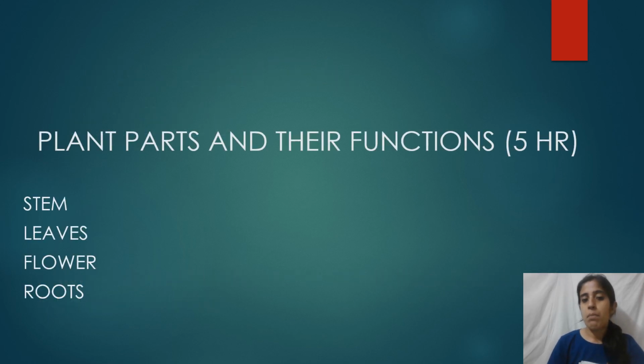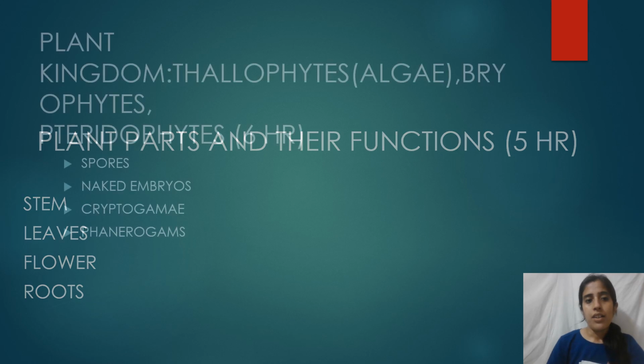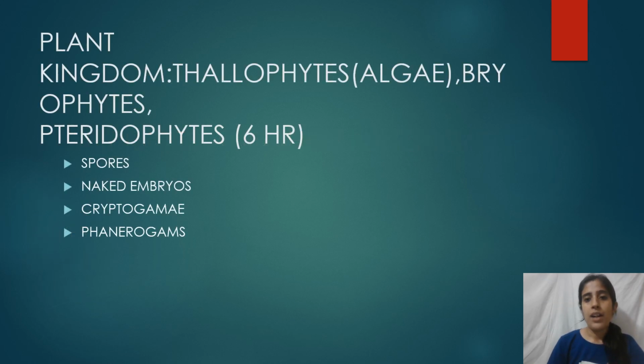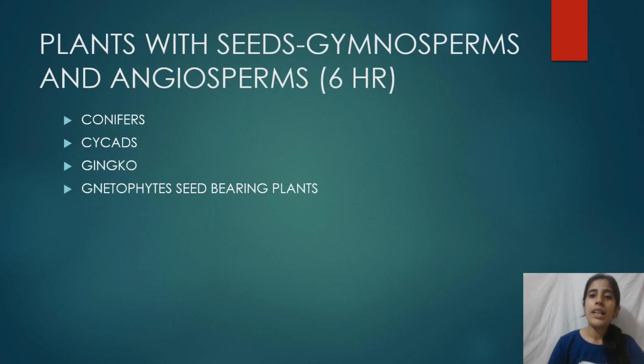The first topic is plant parts and their functions, which we have taken in 5 hours, like stem, leaves, flower, roots. Next is plant kingdom: thallophytes, algae, bryophytes, pteridophytes, which we have taken in 6 hours; spores, naked embryos, cryptogamy, phanerogamy. Next is the plants with seeds, gymnosperms and angiosperms, that is conifers, cycads, ginkgo, gnetophytes and seed-bearing plants.